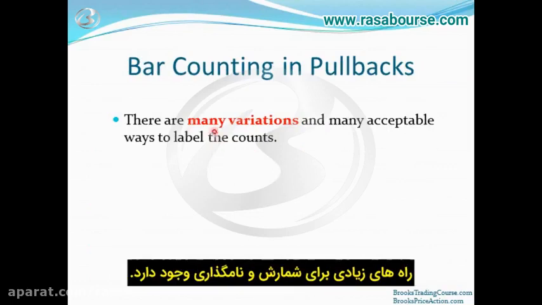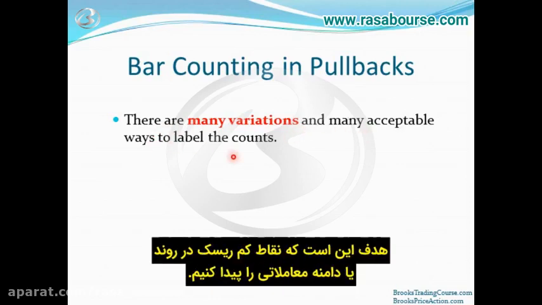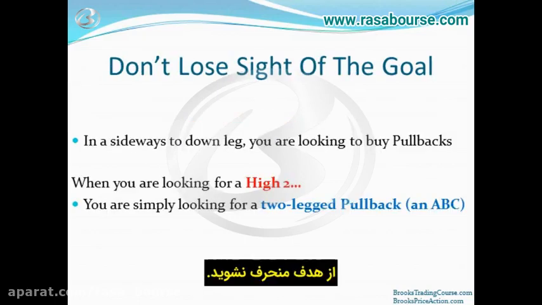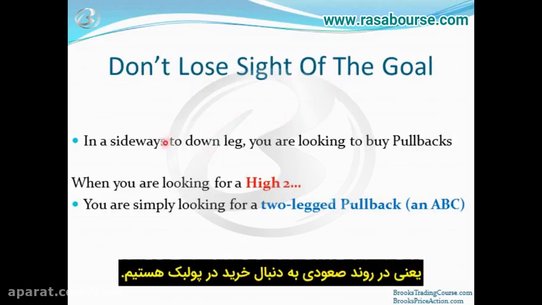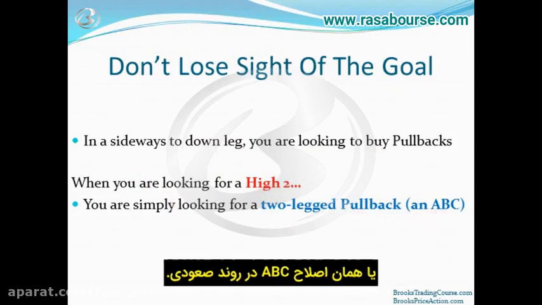Again, there are many variations on how to count and many acceptable ways to do the labeling. You can't lose sight of the goal. You're trying to find low risk entries in trends or in trading ranges as well. Again, don't lose sight of the goal. You're looking to buy pullbacks in a bull trend. When you're looking to buy a high 2, you're simply looking to buy a 2-legged pullback, an ABC correction in the bull trend.